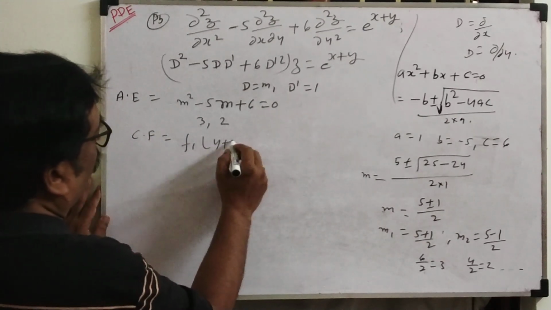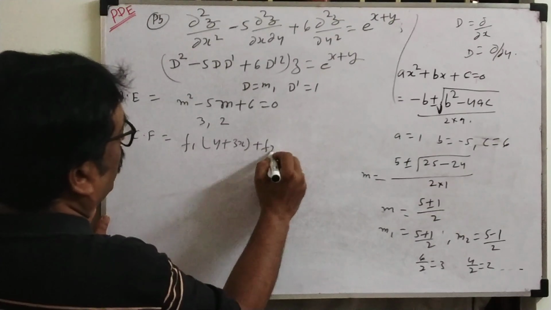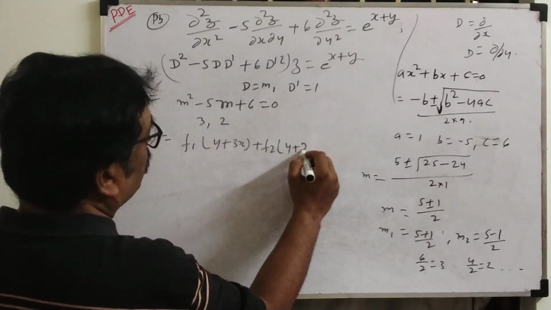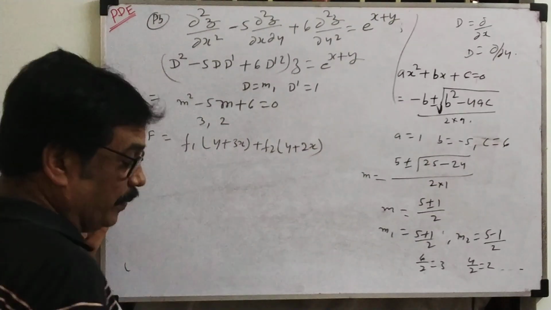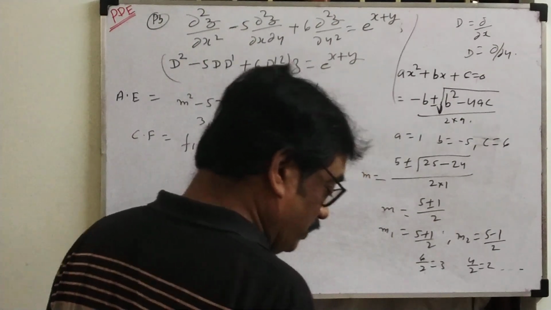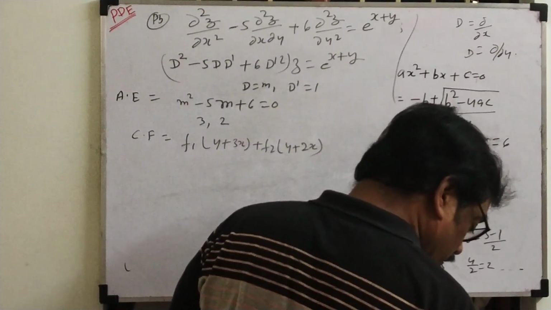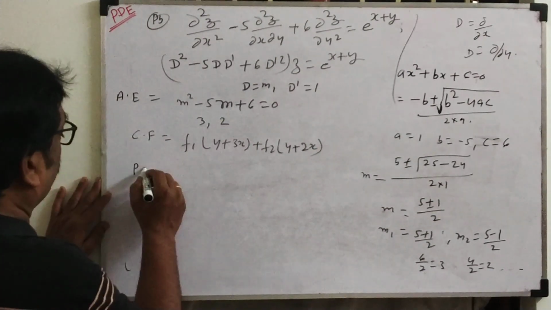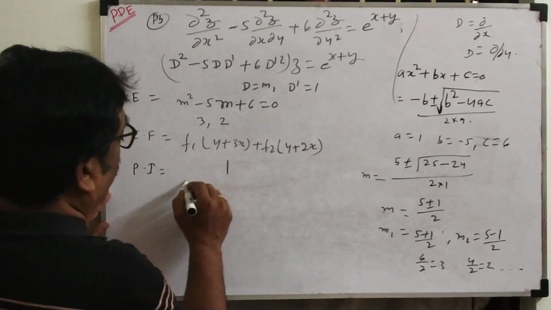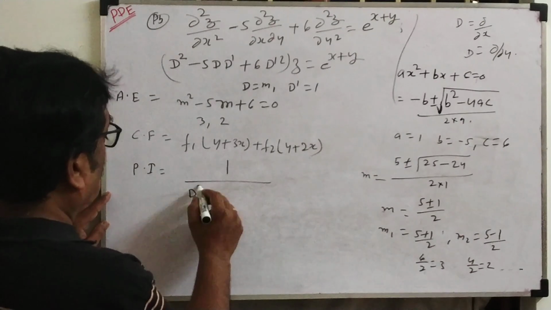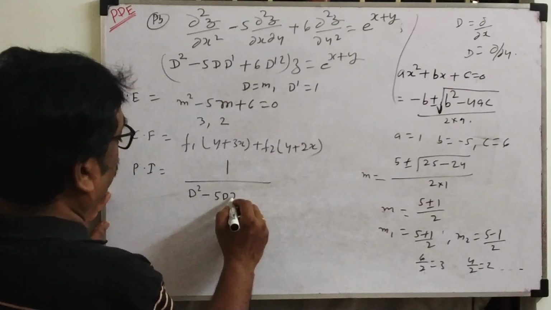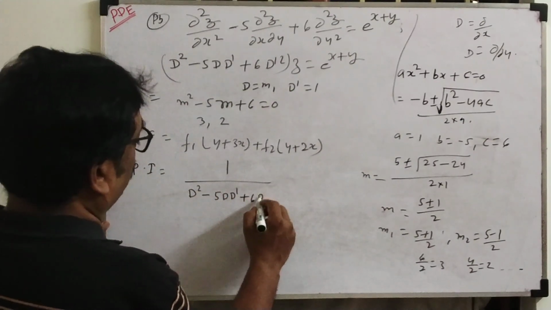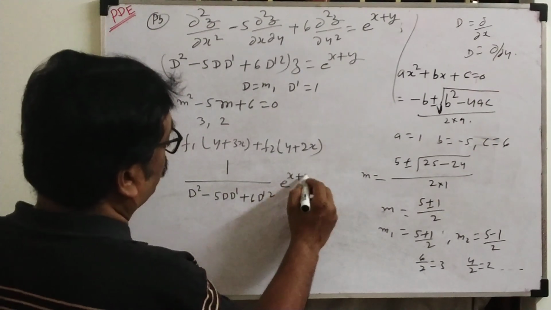The complementary function is F1(y + 3x) + F2(y + 2x). This is the complementary function for this. Now we'll go to the PI, the particular integral. Write these terms: 1/(D² − 5DD' + 6D'²) e^(x+y).